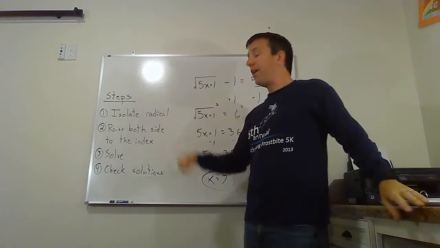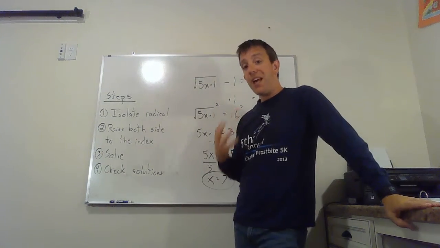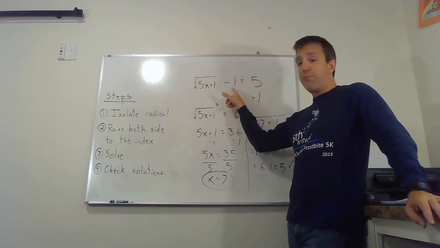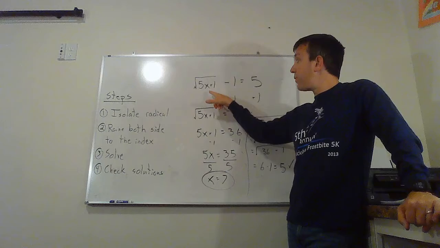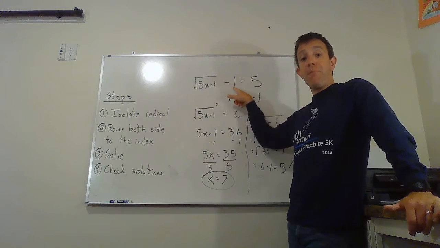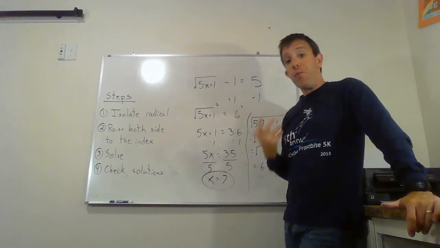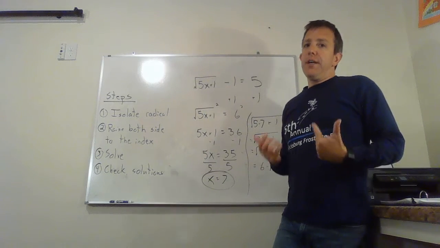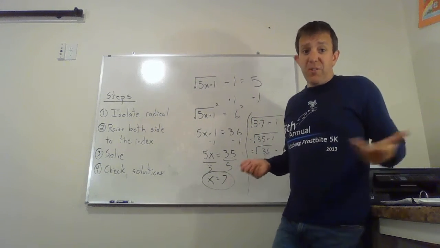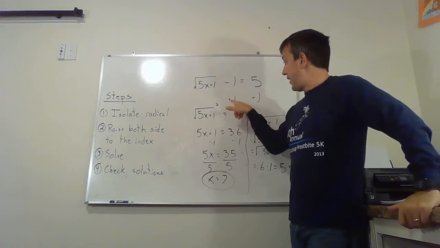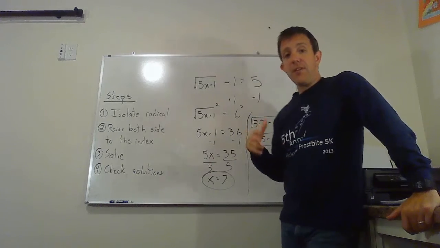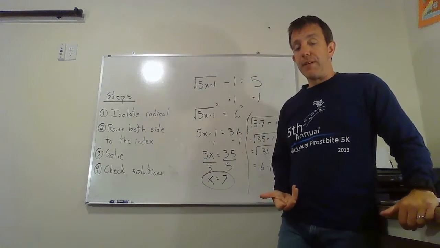All right, so step 1, isolate the radical. You cannot do one of these problems with the radical not by itself. So case in point, on this first example, I have the square root of 5x plus 1 minus 1 is equal to 5. Right now, we can't solve this. I mean, technically we could, but really the easiest way is going to be to get rid of that 1 first. And as you can see, that's what I did with this equation. I added 1 to both sides so that I had the radical by itself.